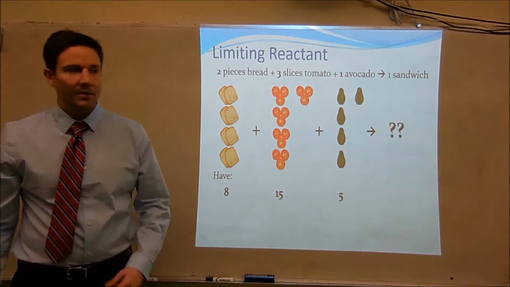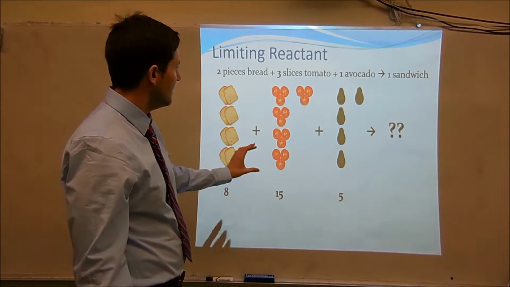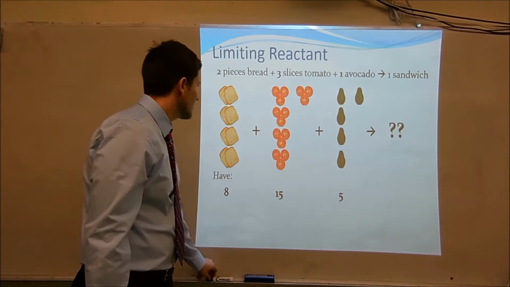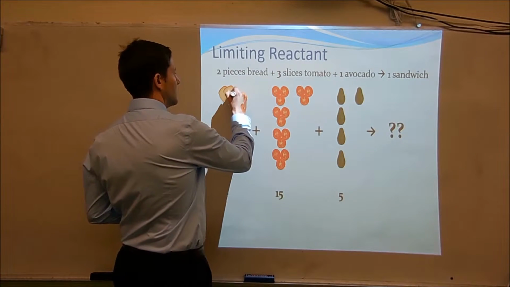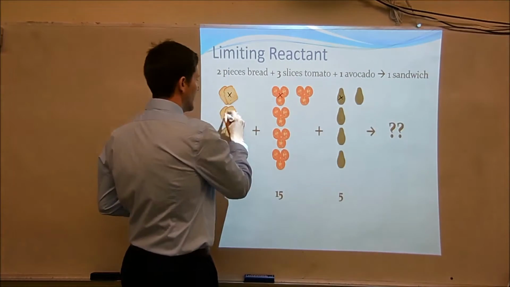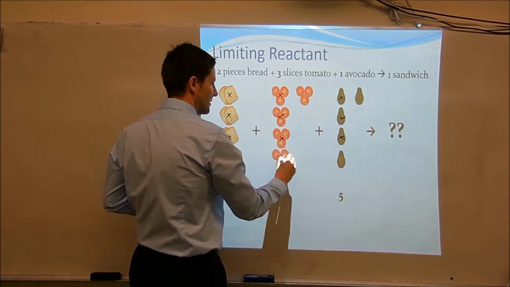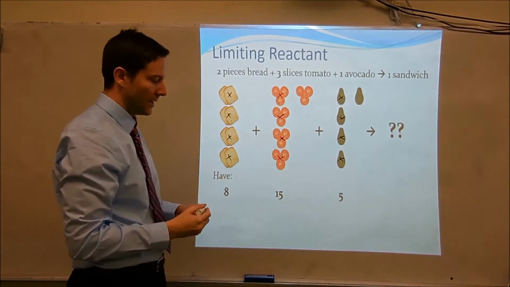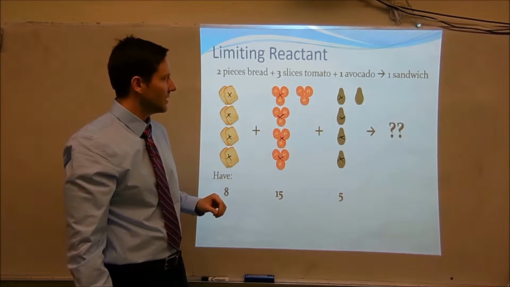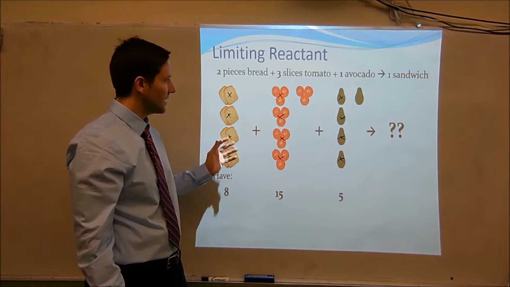So I've broken this down into all of the ingredients that you have. You have 8 slices of bread, 15 slices of tomato, and 5 avocados. So if you go through and just pair these up to make sandwiches, 2 slices of bread, 3 slices of tomato, 1 avocado, and you cross off after you use the ingredient, you run out of bread. So this tells you that you have to stop making sandwiches now because you no longer have one of the ingredients that are necessary. In this case, it's the bread.